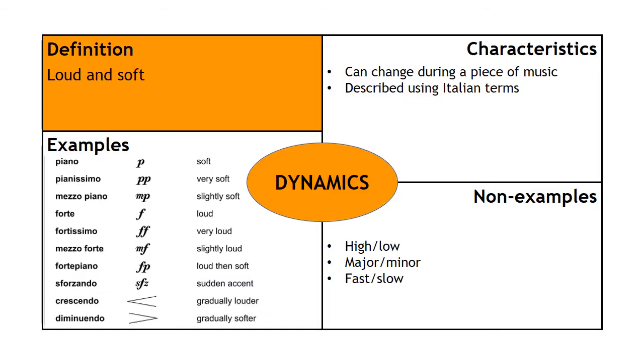Dynamics is an easy one. It's just how loud or soft the music is at any one time. We have a whole collection of Italian words to describe different levels of loudness. But for now, all you need to know is that dynamics are loud and soft.